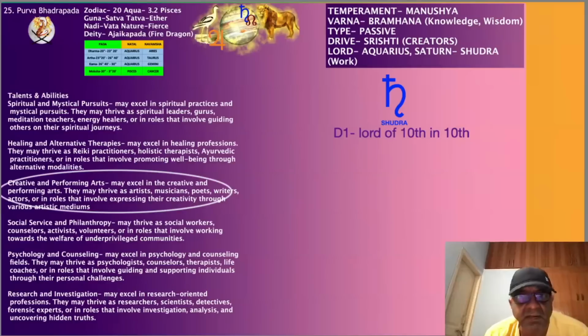So Saturn in Purva Bhadrapada Nakshatra, the Lord of 10th in 10th. What does it have as Purva Bhadrapada Nakshatra? Does it have something creative? Oh, yes. Here, creative and performing arts. They may excel in the creative and performing arts, thrive as artists, musicians, poets, writers, in her case, jeweler, that involve expressing creativity through various artistic mediums.